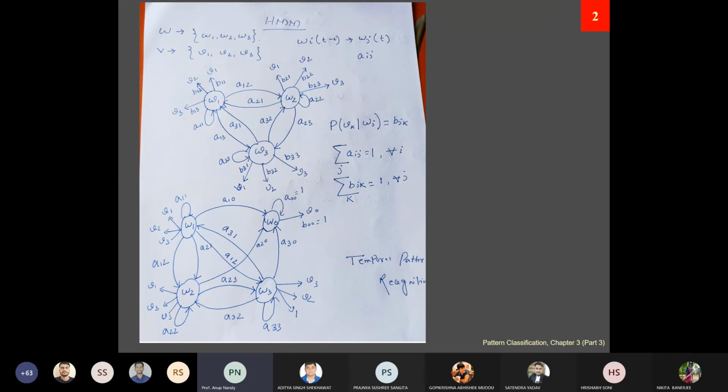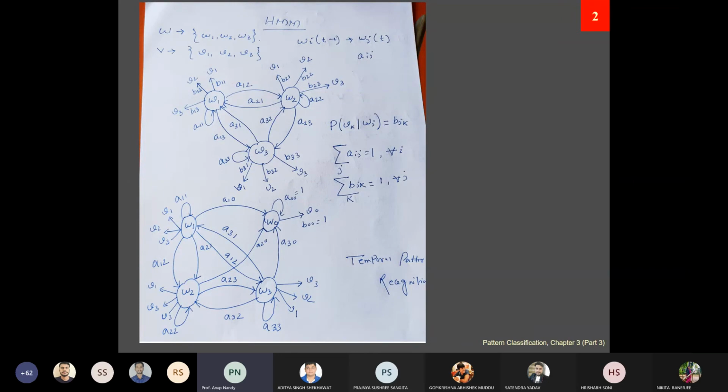That is important. Now from W1 you can have observation sequences V1, V2, V3. What is the probability that the model will generate the observation sequence V1? That is B11. This is called the emission probability.